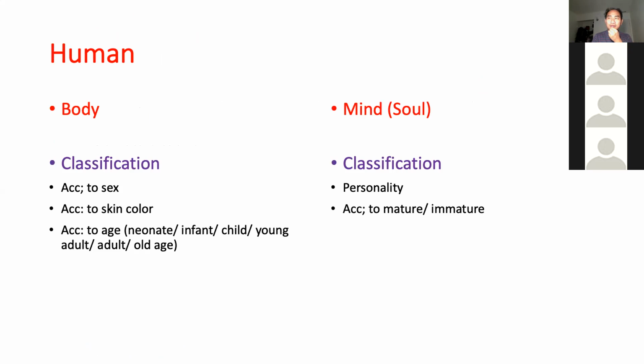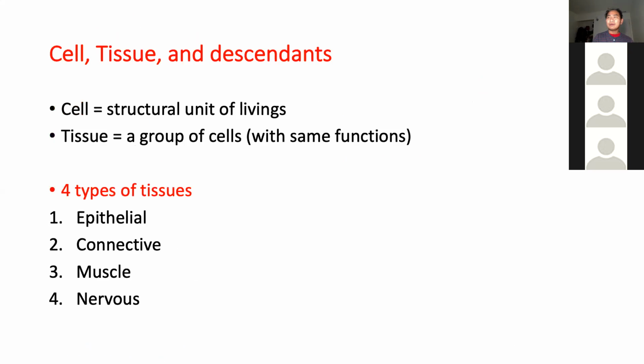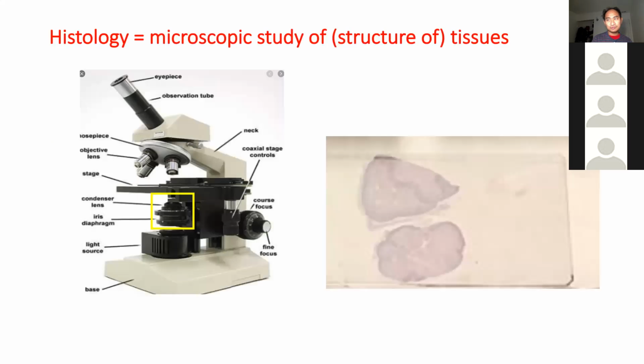We are going to classify everything we see in anatomy. A human being can be classified according to sex, according to age, according to color. And we are classifying tissue into 4 types. So only 4 types to remember: epithelial, connective, muscle, and nervous tissue.